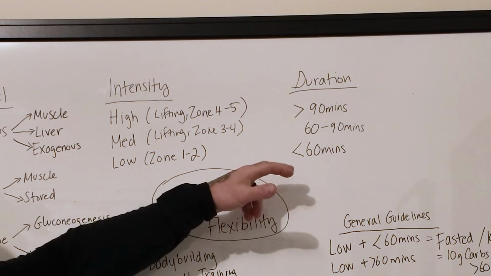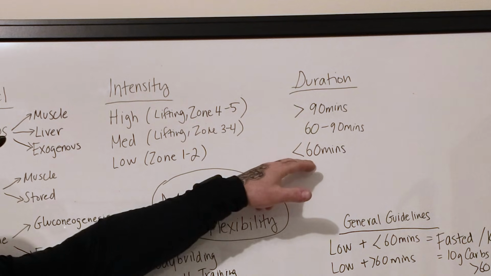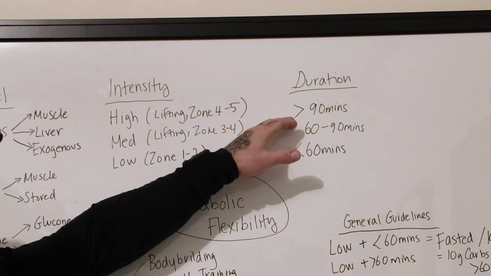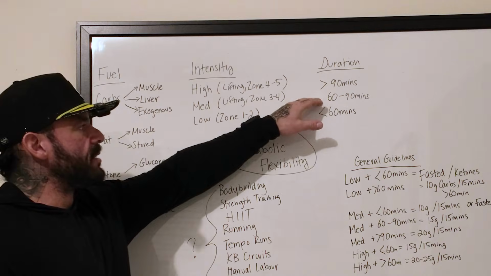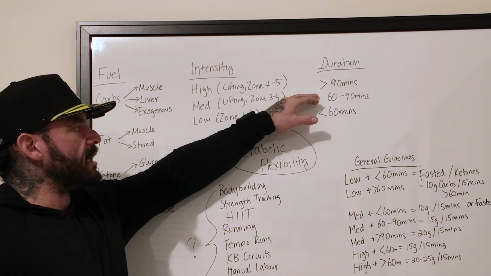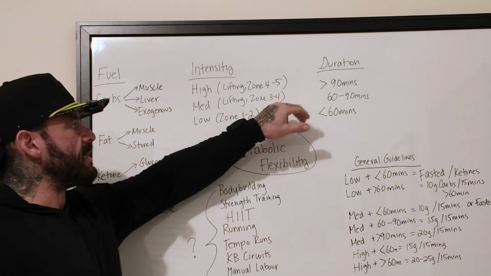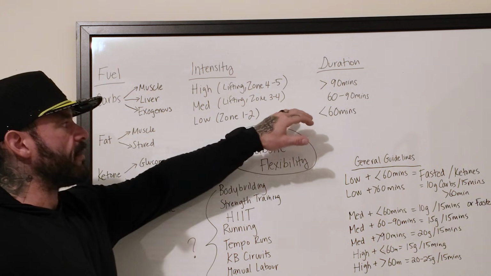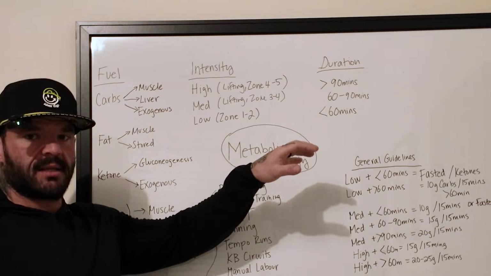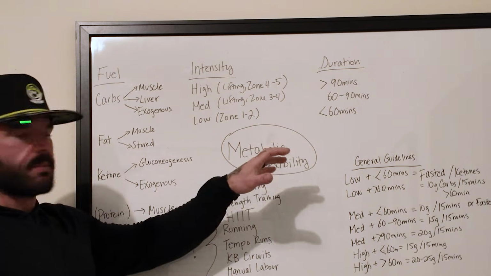Then our durations. So I separated this out: less than 60 minutes, 60 to 90 minutes, or 90 minutes plus. This middle range to upper range could be a little bit more flexible depending on the intensity of the exercise, but for the purpose of providing general guidelines, we're going to keep this pretty simple, okay?